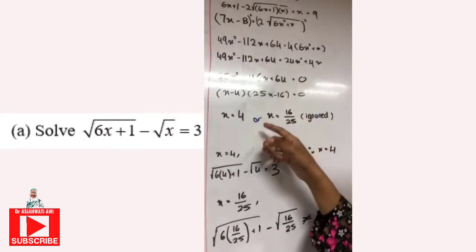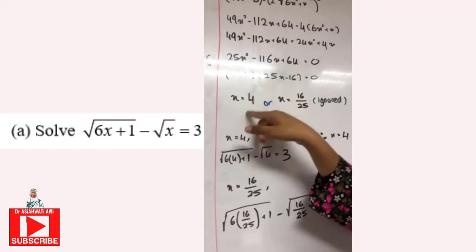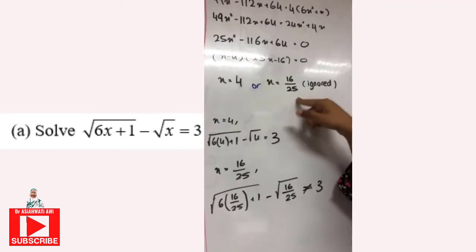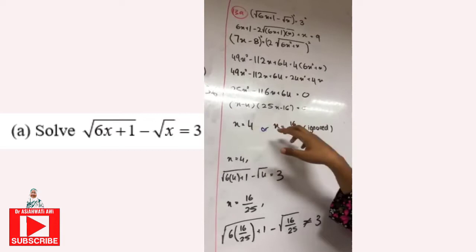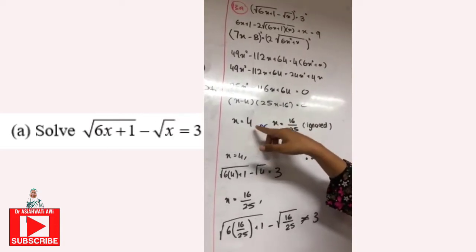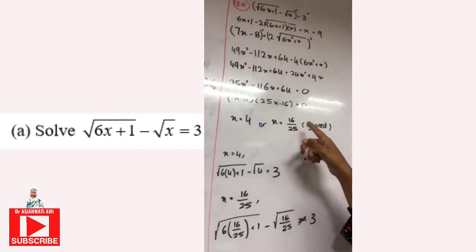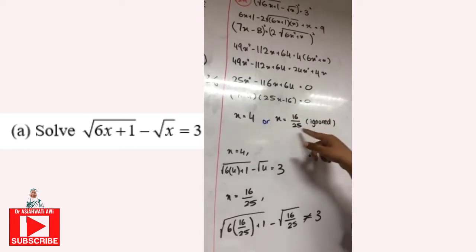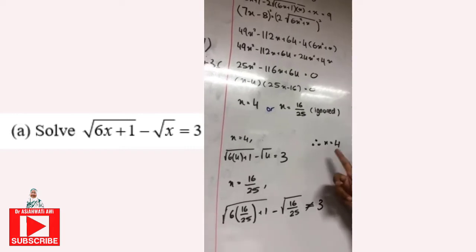And then we just have to press the calculator to get the value for x, which is x equals to 4 or x equals to 16 over 25. Then we can check the values by substituting both values into the equation, and we will see that x equals to 4 is the one that fits. We can ignore the value of x equals to 16 over 25. Therefore, the final answer is x equals to 4.